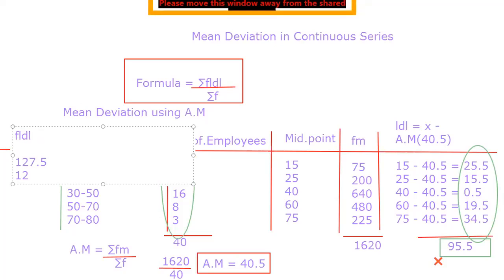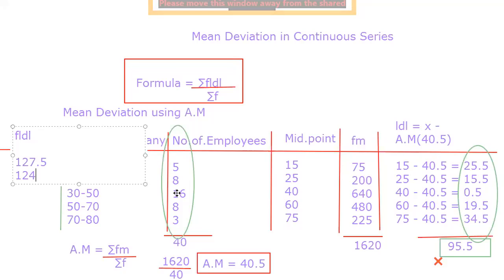I think there is 124. Sir, 15.5 into 8. Yeah, 15.5 into 8, that is 124. Okay, wait a second. Okay, now.